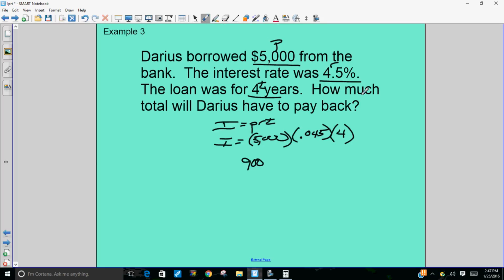But look, it didn't ask us how much the interest is going to be. It asked us how much was the total he had to pay back. Well, if you go to a bank and you borrow $5,000, you got to pay back what you borrowed plus the interest. So make sure you don't miss that last little step. The principal plus the interest will be the total you paid back. So in this case, $5,900. Okay? Look at the difference in those questions. If it's just asking for interest, we'd be finished here. If it asks for the total we have to pay back, I got to add that to the principal.